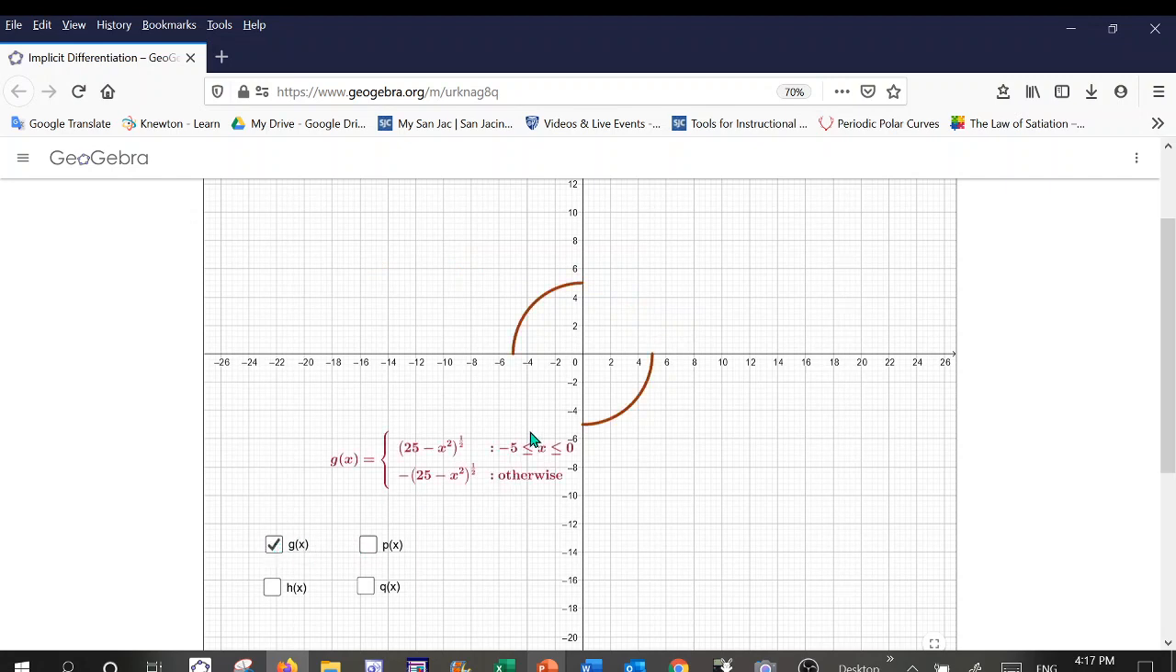That's a function. So we can define it to be the square root of 25 minus x squared when x is between -5 and 0. That means that part. And be negative square root of 25 minus x squared otherwise. That means over here, right? So that's one way to define a function out of that equation.